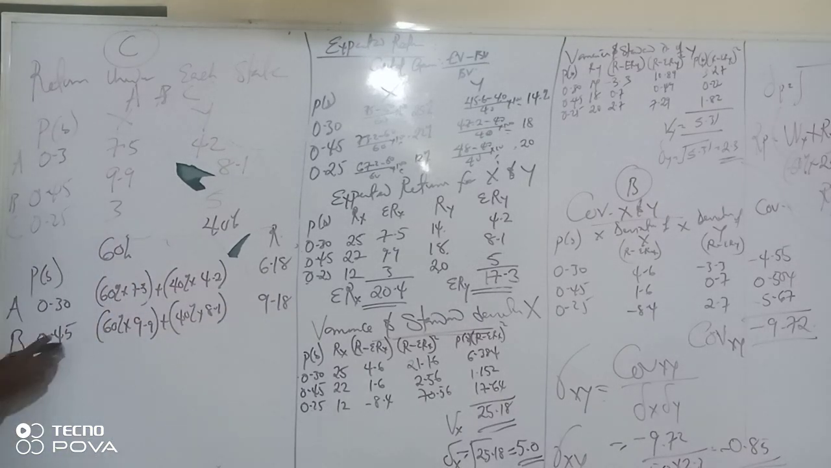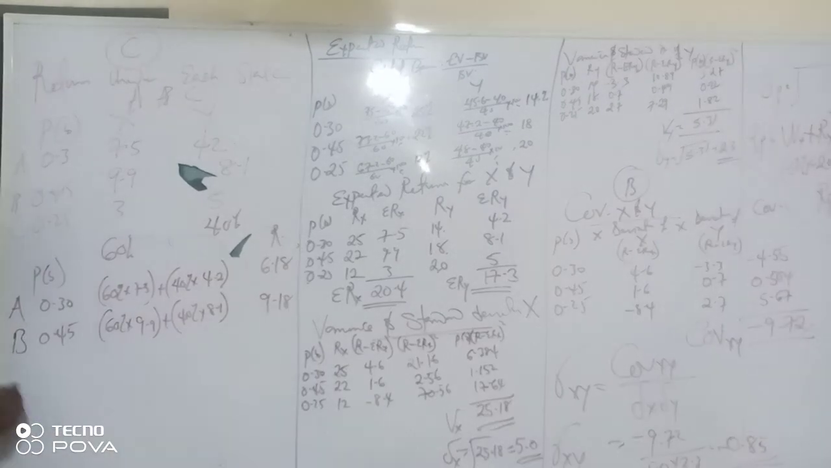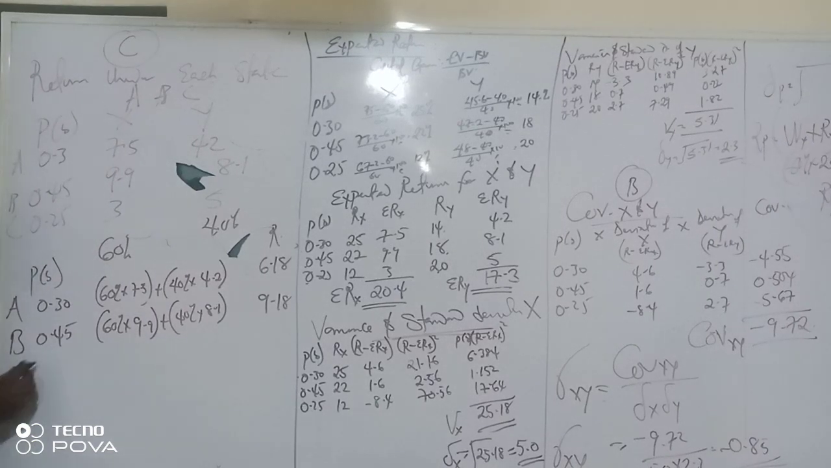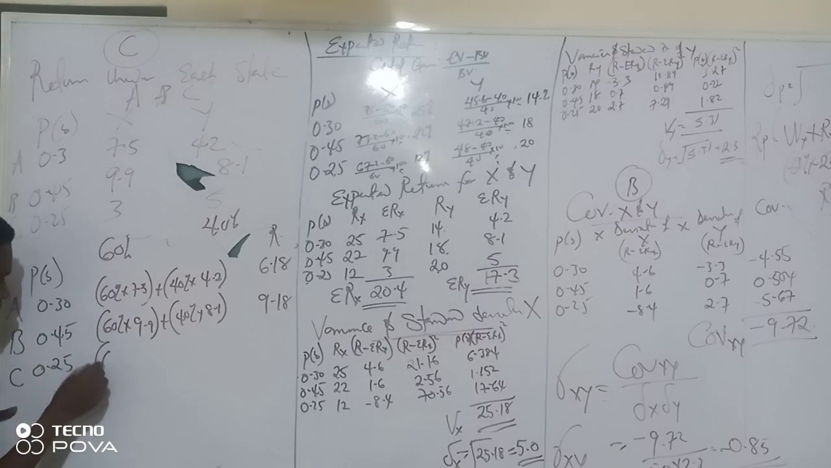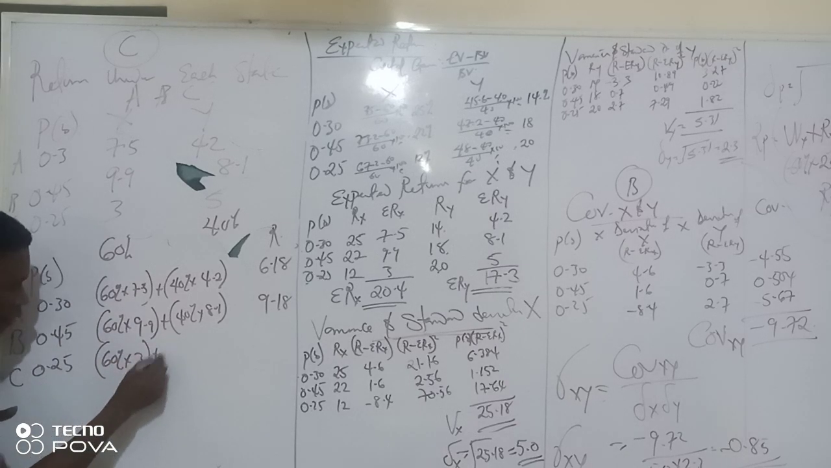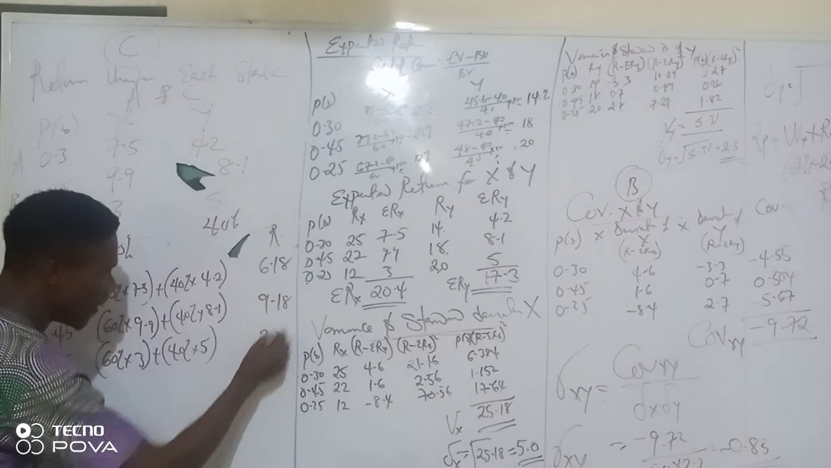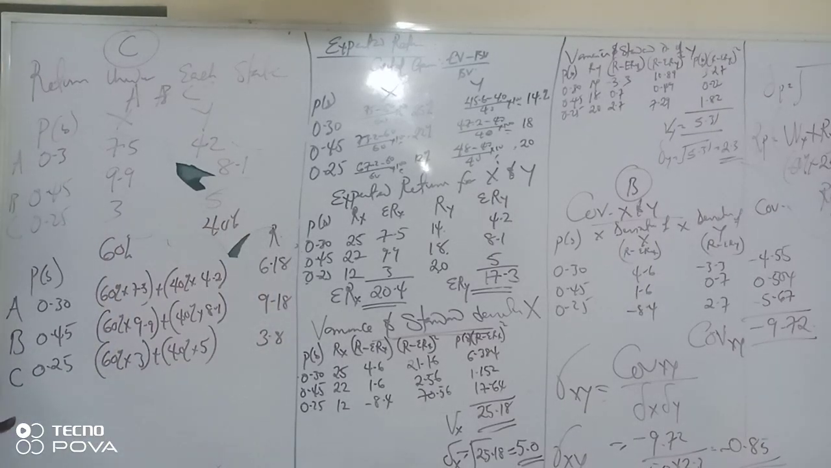9.18. So under this state, we are expecting 9.18. Then for state C, what is the probability again? 0.25 again. Then our working is again 60% times 3 plus 40% times 5, plus 3.8. The return under expected portfolio is 25, 22, 12.